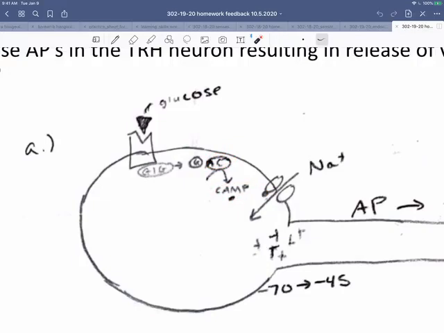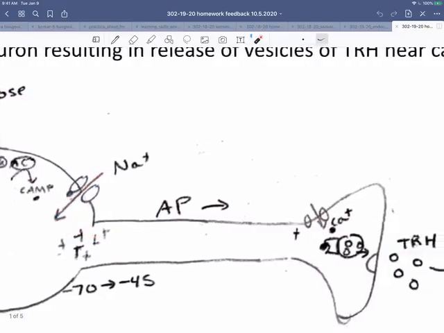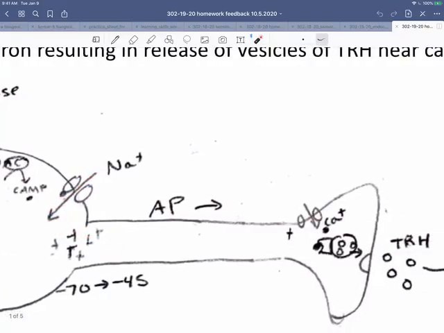Cyclic AMP binding to a sodium channel. Sodium comes in, that positive charge starts an action potential. And down here, it opens voltage-gated calcium channels. Should be a calcium plus. Calcium binds to calcium binding protein. That is synaptotagmin. If you want to draw them this way, they're often drawn this way with calcium binding here, binds to a membrane protein. Anyway, that causes fusion and TRH release.